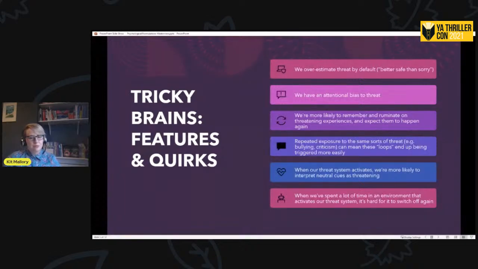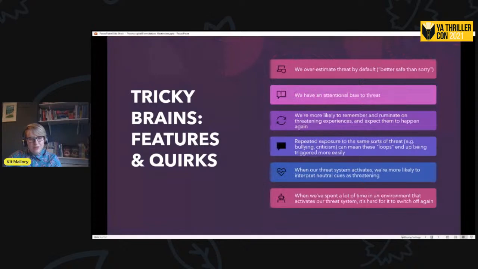We overestimate threat by default. We have an attentional bias to threat. We find it very difficult to switch our threat system off again once it's used to being on. So I guess that's useful to bear in mind if you've got a character who spent a lot of time in stressful or threatening situations. Once they come out of them, they're not automatically going to assume that they're safe. They're still going to feel like there's danger around.